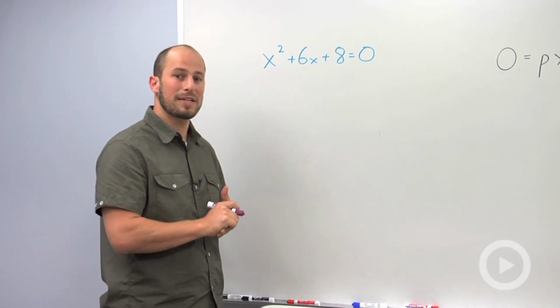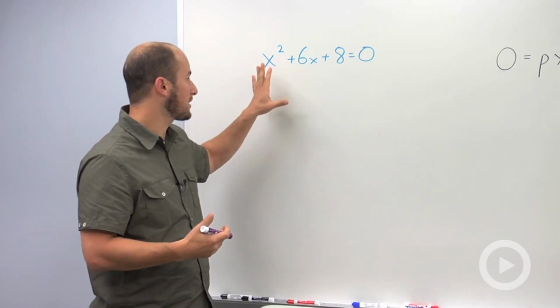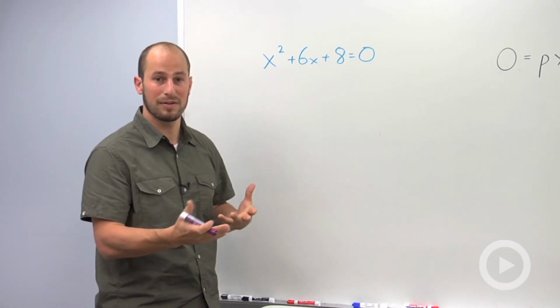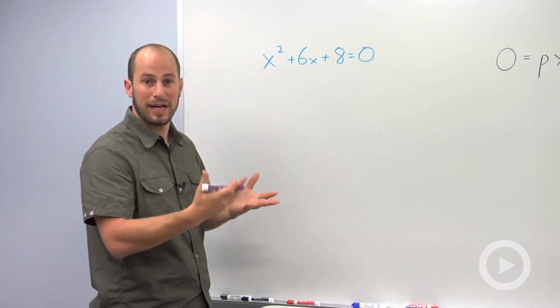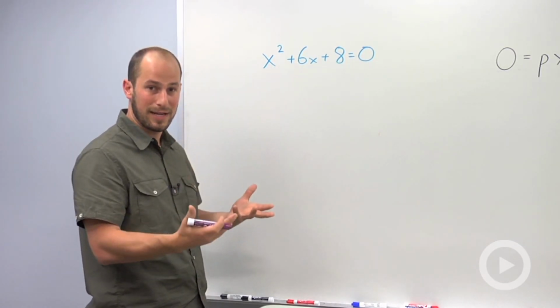Using the rational roots theorem to try to factor a polynomial. So I'm going to start out explaining this by looking at a fairly straightforward polynomial, x squared plus 6x plus 8 equals 0. In order to figure this out, we would want to factor our x squared plus 6x plus 8 and set it equal to 0 to find out what x is.